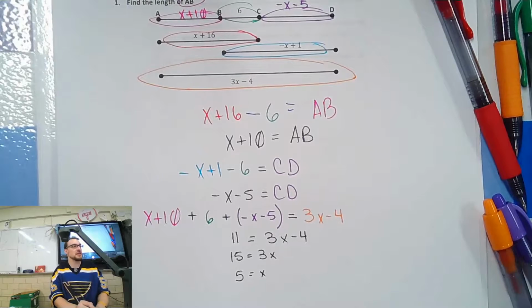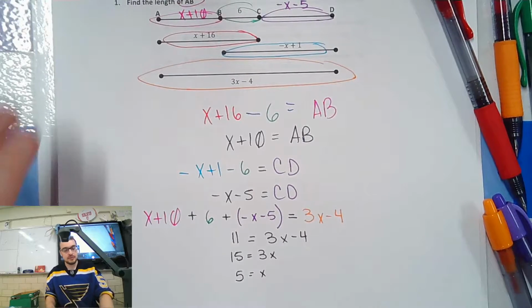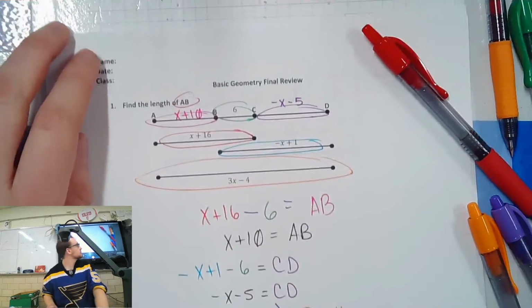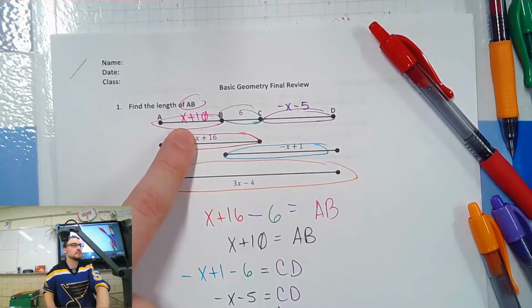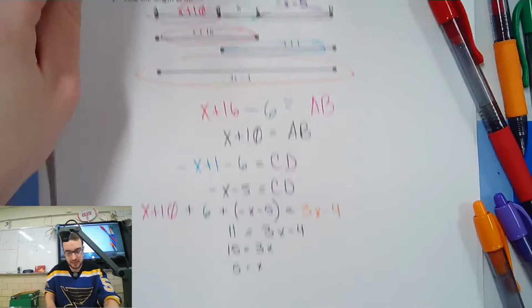They wanted us to find the length of AB. And we know that AB is x plus 10. So how long is AB going to be if x is 5? 15. So I'm going to write that down.